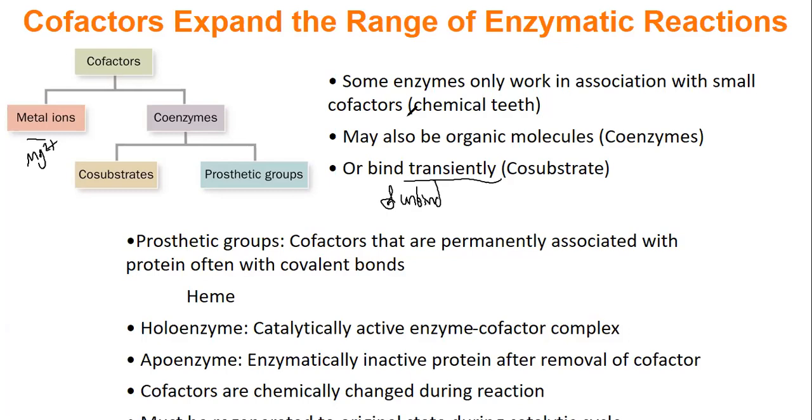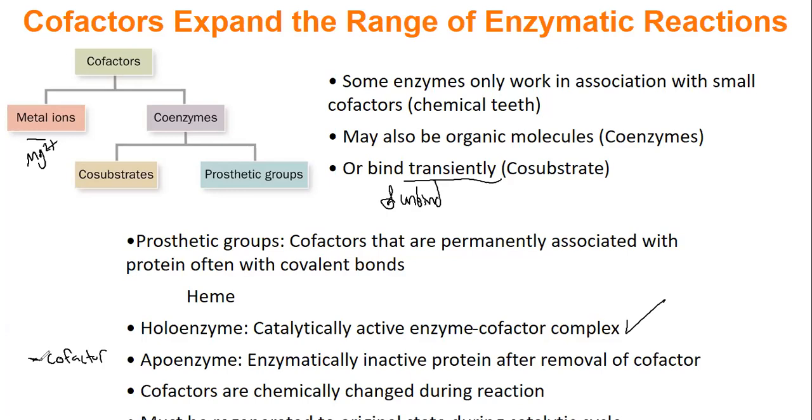In some terminology here, holoenzyme means you are ready to go. You have your enzyme plus your cofactor. If you don't have your cofactor, so that's why I'm writing minus cofactor here, that's called an apoenzyme. That's just your protein with no cofactor. And an enzyme without a cofactor does not work. Just like a mouth without teeth doesn't work very well, if at all.